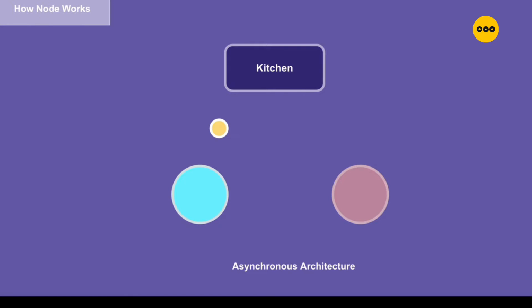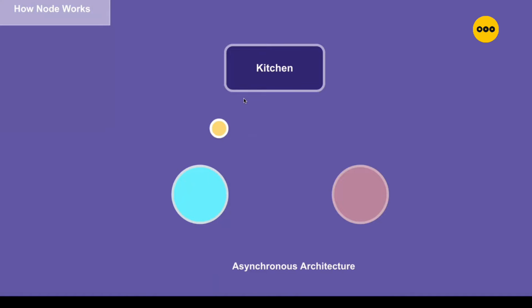I mentioned another thing, and I said I was going to explain, so I'm going to explain now. I mentioned that Node.js is a single-threaded application. What I mean, I'm going to demonstrate with this example. So this is an example of a restaurant.